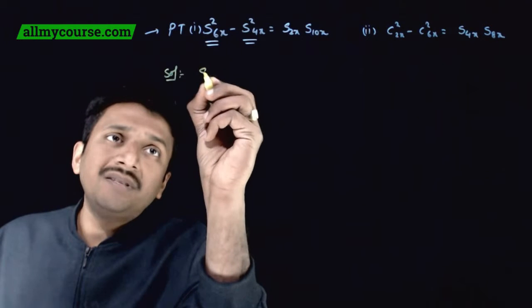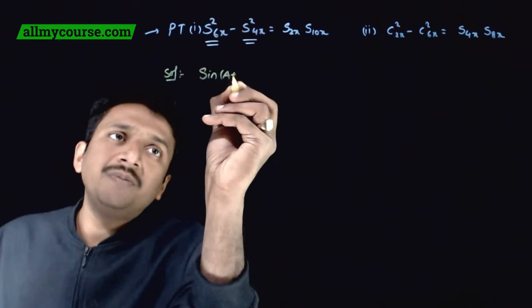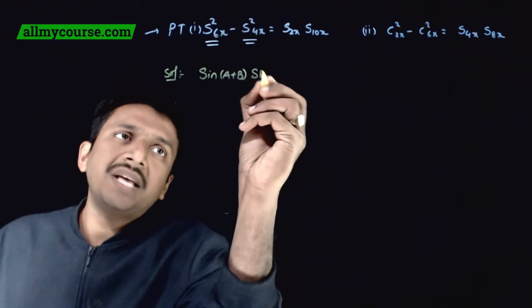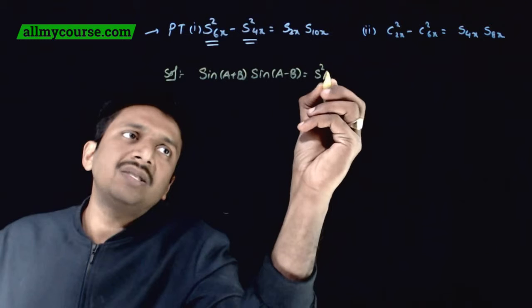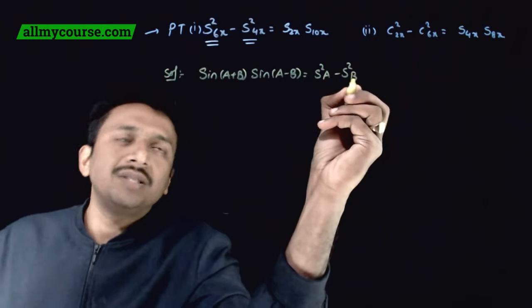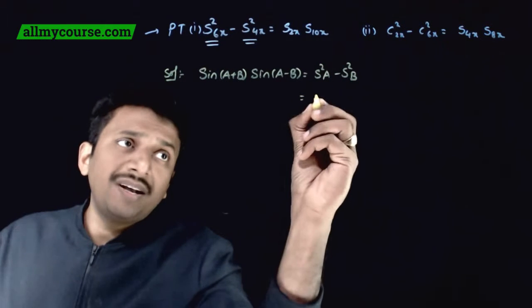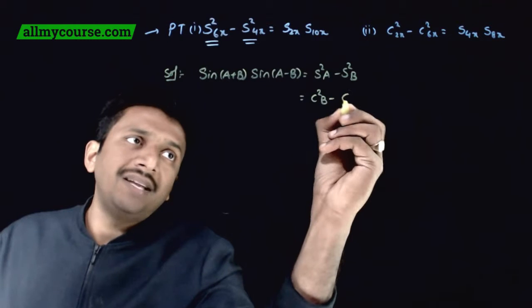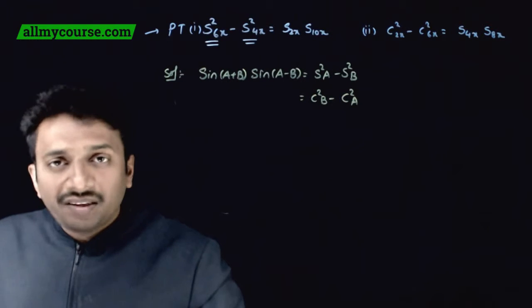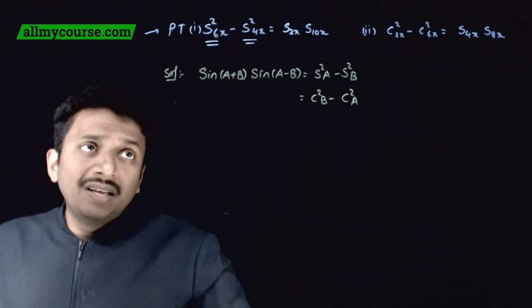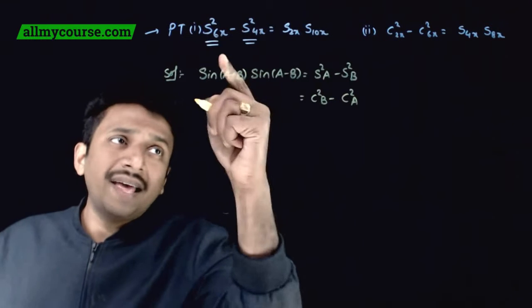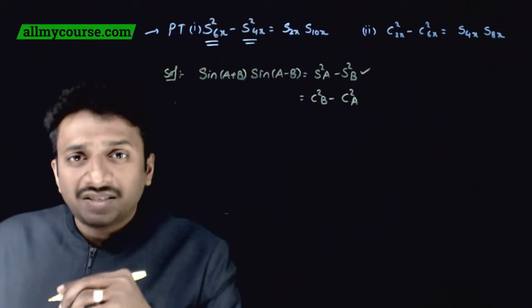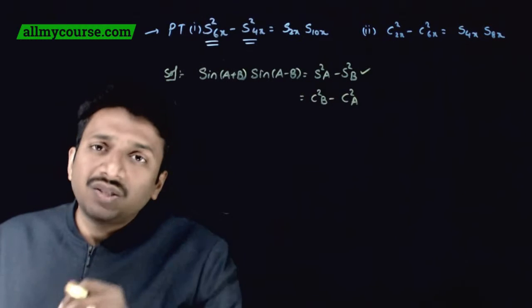So you have a formula which says that sine(A plus B) into sine(A minus B) is equal to sine square A minus sine square B, or this can also be written as cos square B minus cos square A, right? We have this formula. So does this question relate to this formula? Yes, this looks like the RHS term, sine square A minus sine square B.